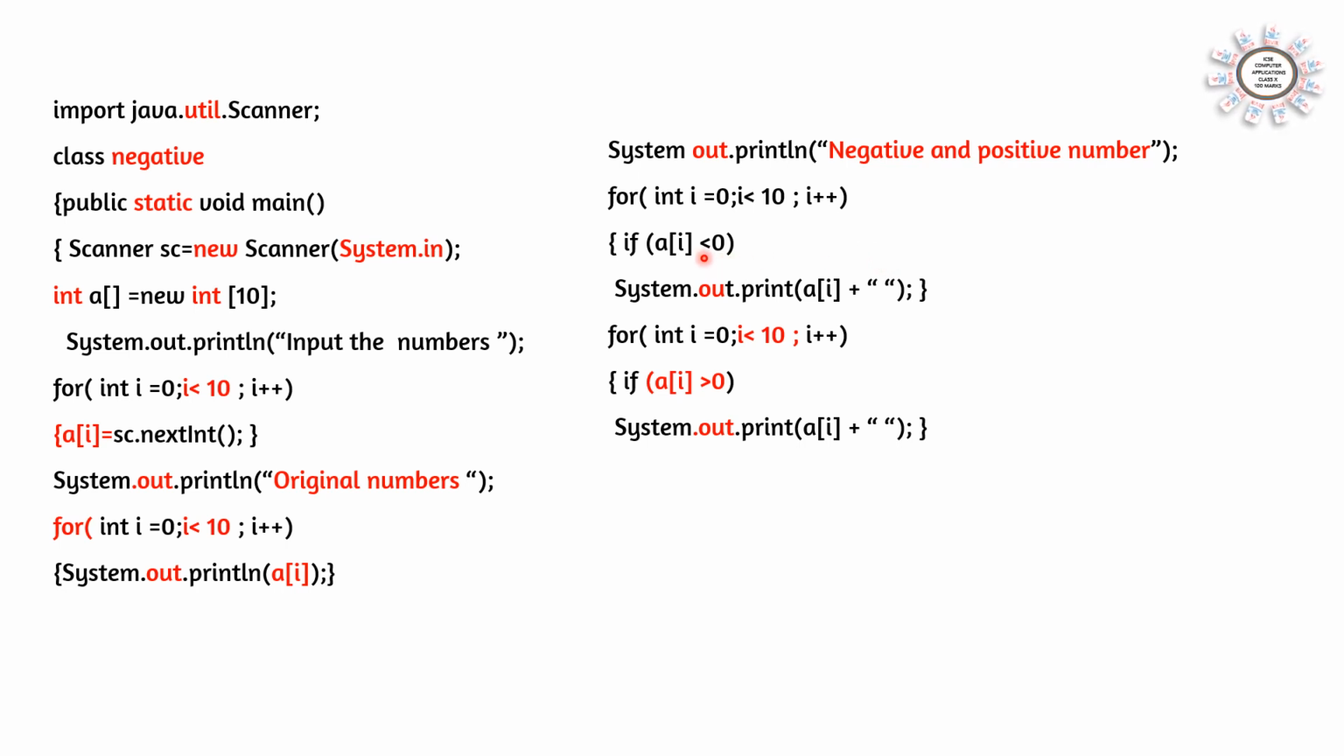So first we are finishing printing all negative numbers. Here we have finished, and now start the positive number. So after printing the last negative number, then we will start the positive number: int I is equal to 0, I less than 10, I plus plus. And if A of I is greater than 0, that means if it is a positive number, print it. So like this we can print the negative numbers first and positive numbers last.